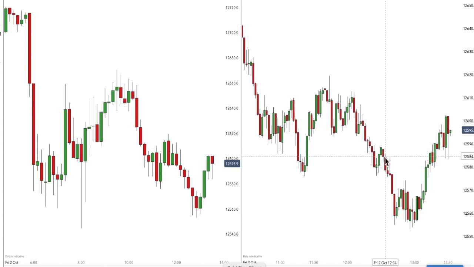You see that red candle there is bigger than the green, and people who are with a bearish bias will have gone short here. And again, this went up, and they'll be going short here as well for a breakout of that low. And that's how I trade.